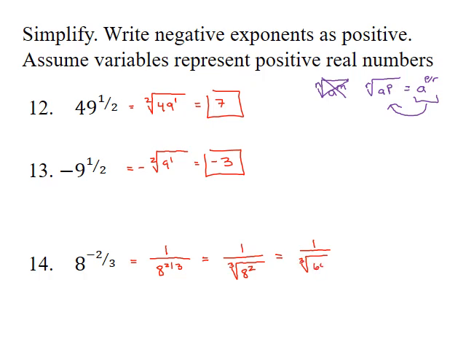8 squared is 64. And then actually the cube root of 64 is a nice number because you ask yourself what number multiplied by itself 3 times is 64. That would just be 4. So your final answer on number 14 is 1/4. But the big thing to note is make sure you know this relationship between exponents and radicals.